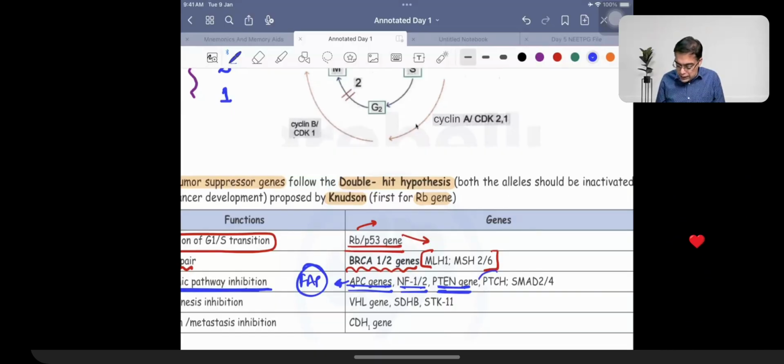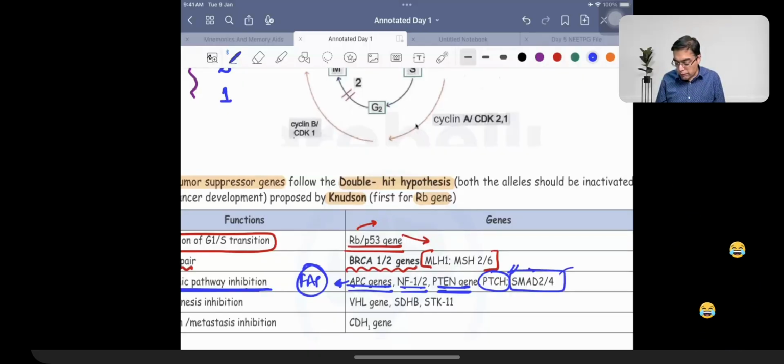When we are talking about PTCH, this is associated with development of which kind of cancer? Tell me quickly. Let me revise PTCH. PTCH is going to be associated with basal cell carcinoma. And which syndrome is associated with basal cell carcinoma? Gorlin syndrome, G-O-R-L-I-N. Gorlin syndrome. Along with PTCH, say SMAD.